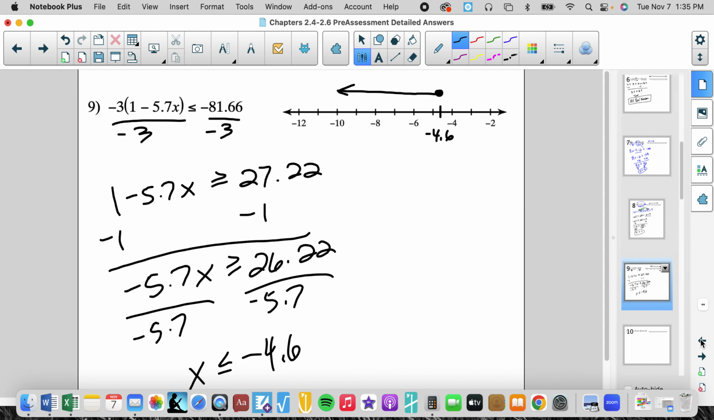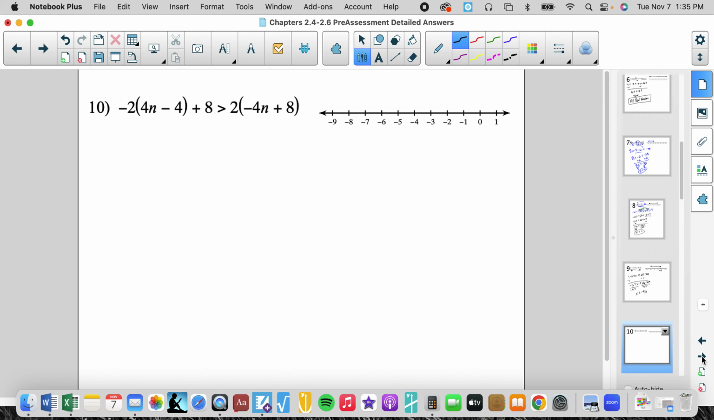Let's make sure I flipped and did everything. Yeah, good. All right, now we have variables on both sides. I can divide everything by negative 2 if I want to get rid of all of that. That's going to leave me with 4n minus 4 minus 4. It's going to be less than because I'm dividing by a negative.